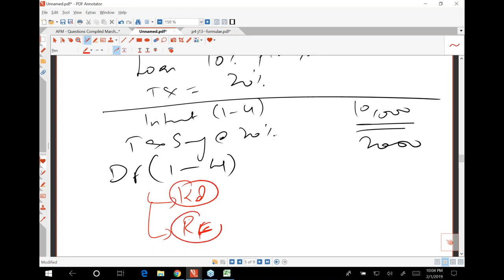Now when we use KD, our assumption is that since the debt has an interest rate of 10%, the relevant discount rate is also 10%. And when we use RF, let's say 2%, our assumption is that since the government is providing the tax saving, the government's rate is to be used.